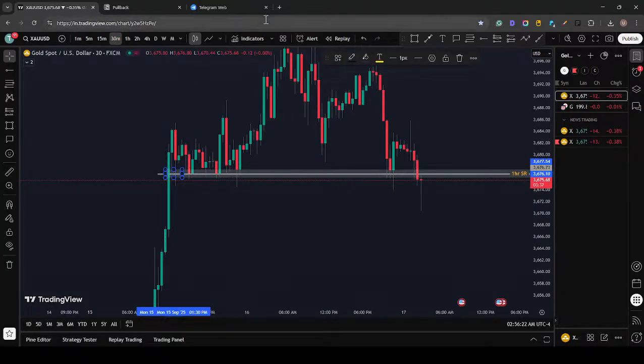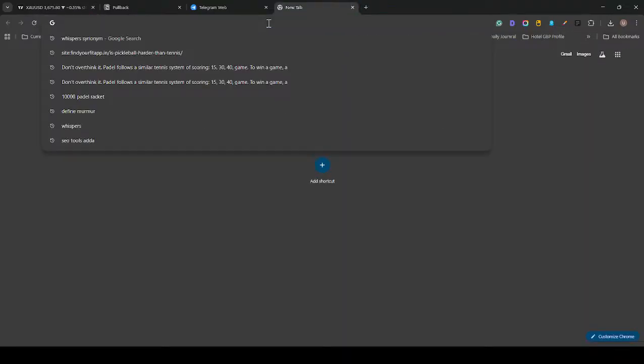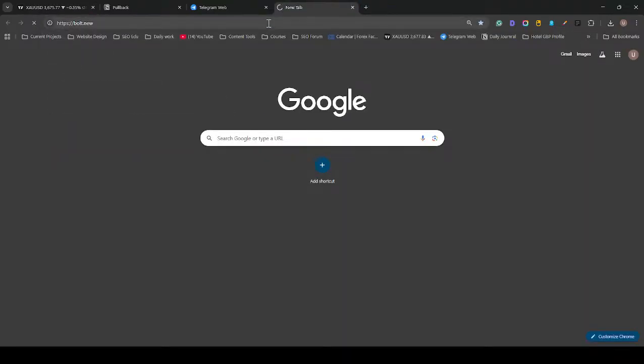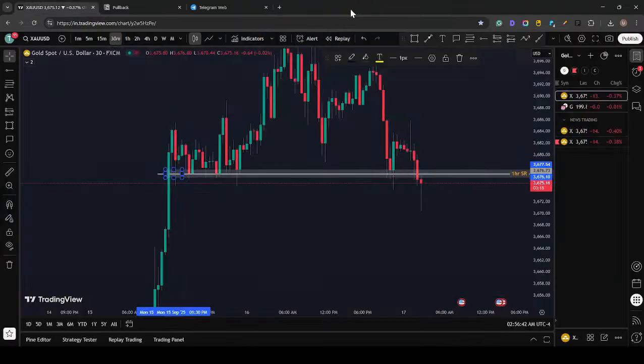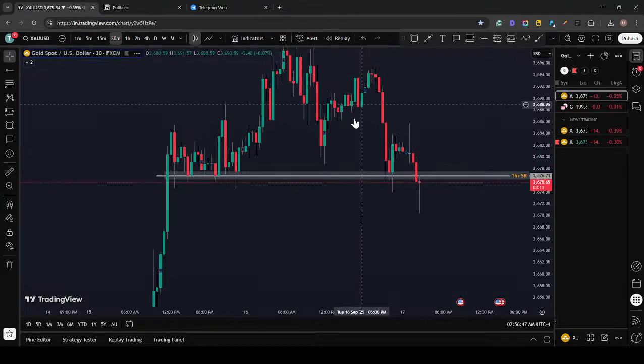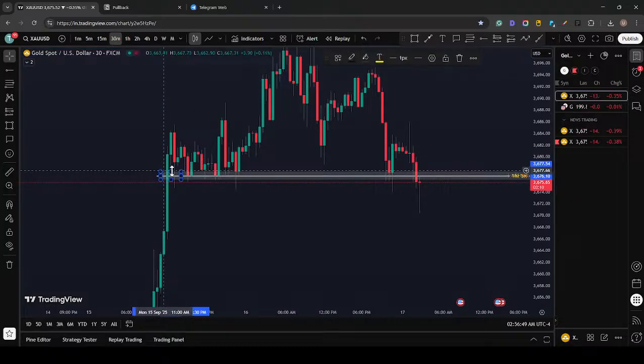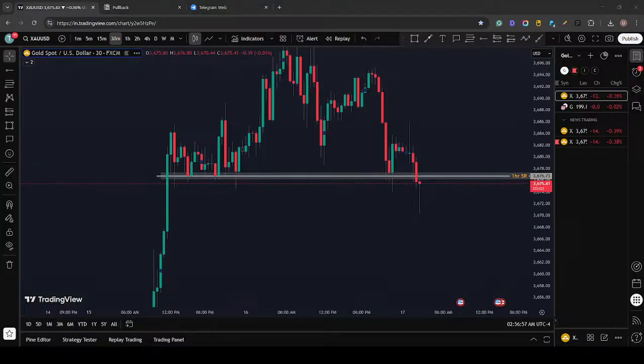You can use Bolt AI. Let me show you. There is a tool, Bolt.new. You can use it to create a web app. You can chat with it. You can design websites and web apps with vibe coding, right? There are a lot of tools. You can tell ChatGPT, you can tell Gemini to design an indicator. What you need is a workflow. You don't need to know how to code for that. It's very easy.